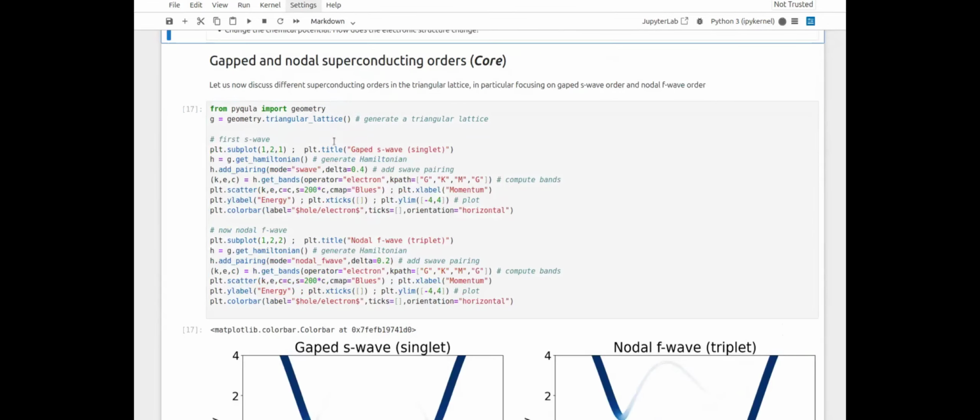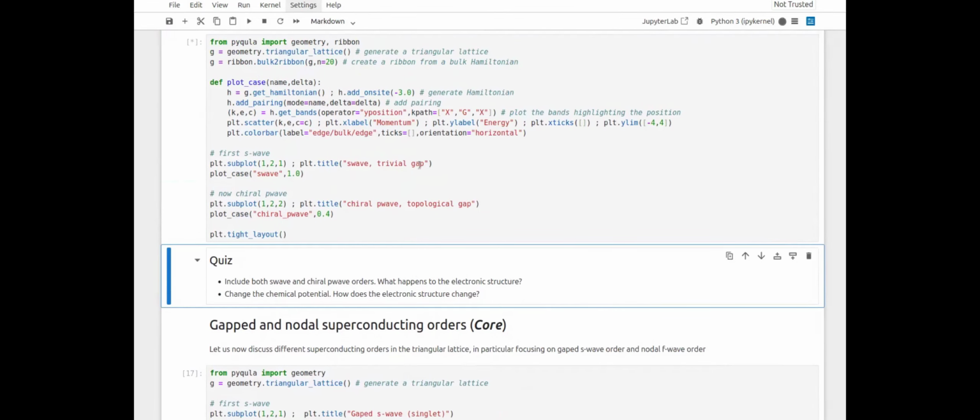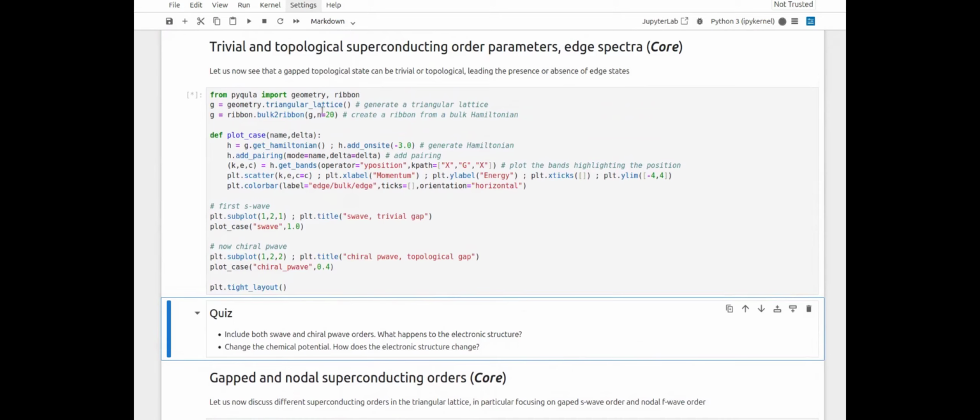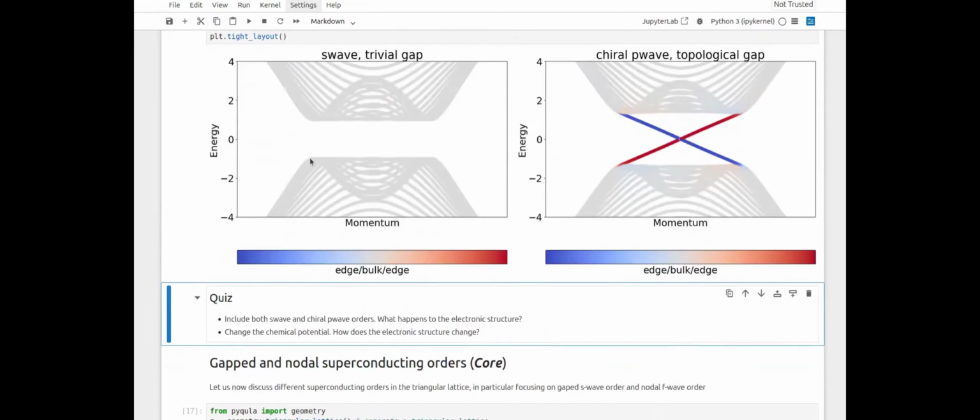So we're going to add a superconducting order that is either S wave or chiral P wave, and we are going to see how the electronic structure looks like. And so this is what we are computing here for a certain width of our ribbon, so in particular for width 20. And this is what we see.